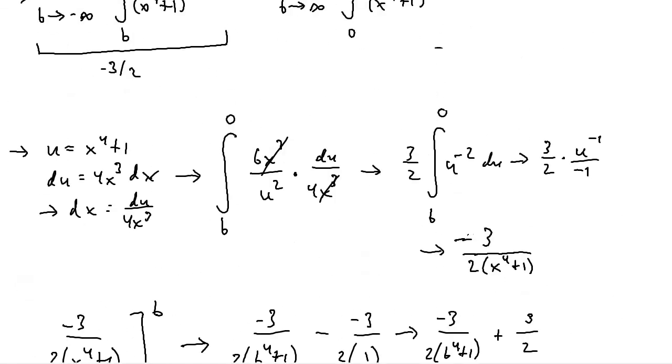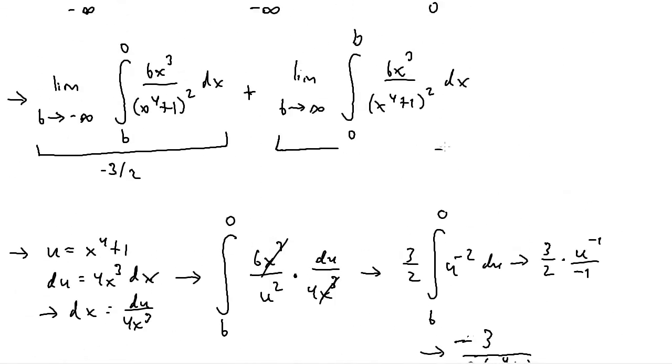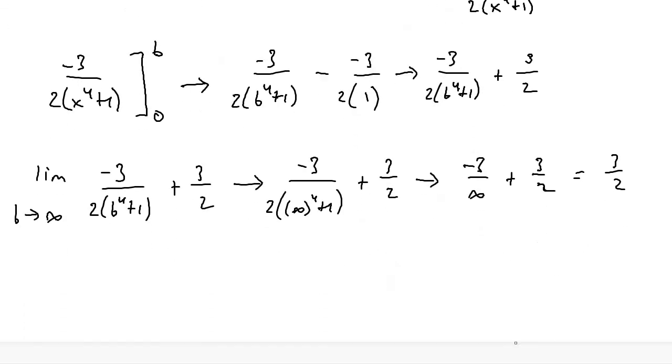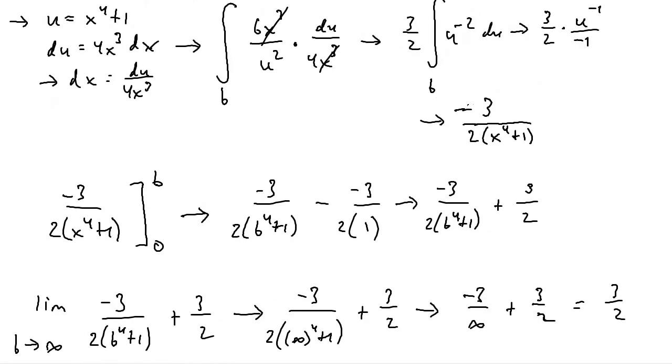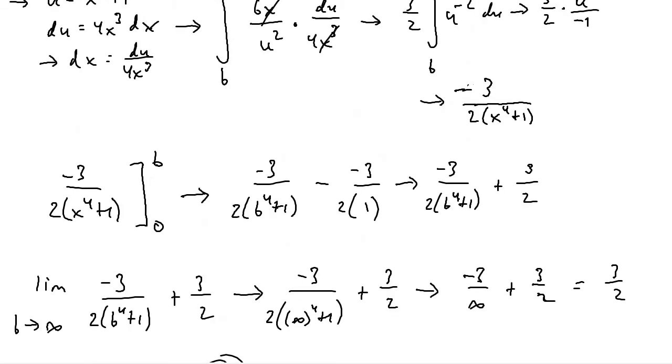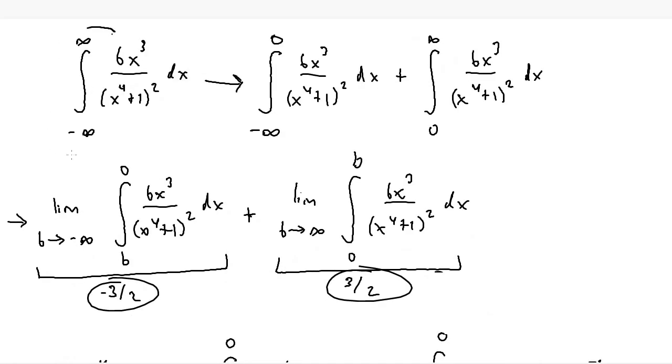So now I can go back up here and say that this limit is equal to 3 halves. And since there's a plus sign here, all I have to do is add these two, and negative 3 halves plus 3 halves gives us the final answer of 0. So this entire integral from negative infinity to infinity of 6x cubed over (x to the 4 plus 1) squared will converge to the value of 0.